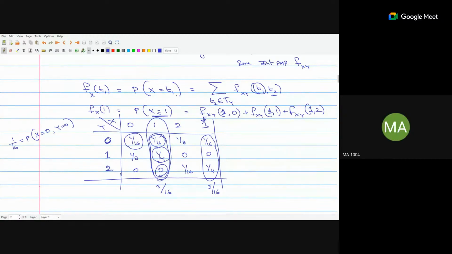When you can't make the table, you just have to go with the formulas. If you are unable to make the tables, then you have to add up all the range values of y by fixing x constant. So you have to use the formula.